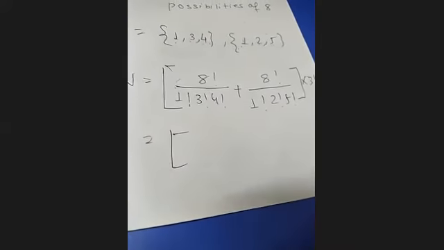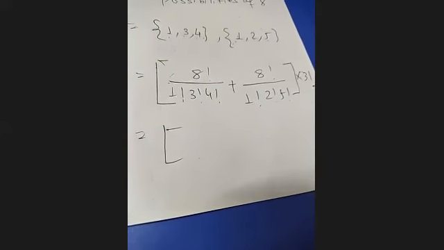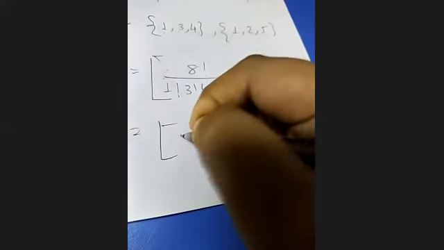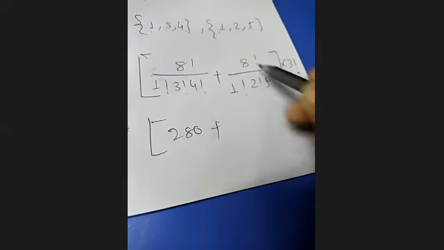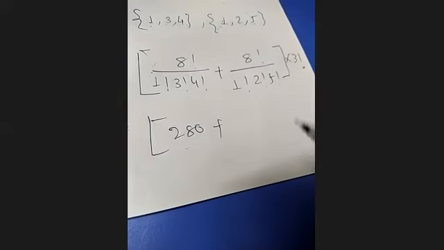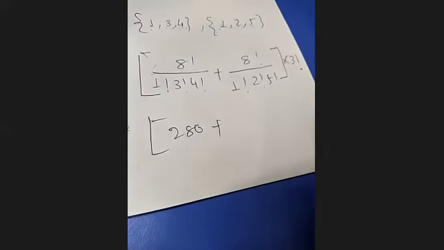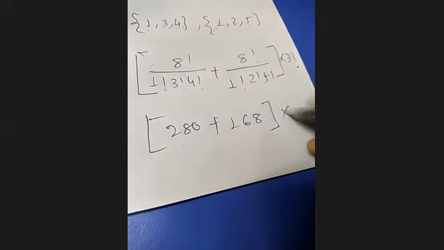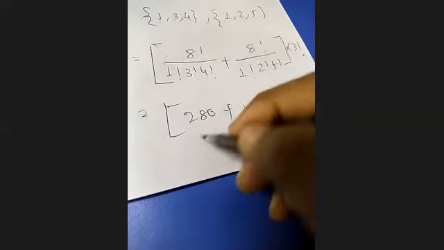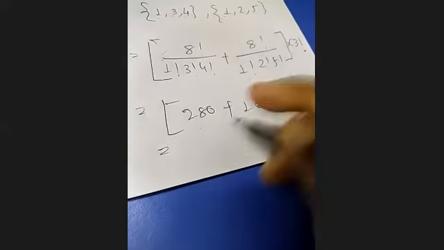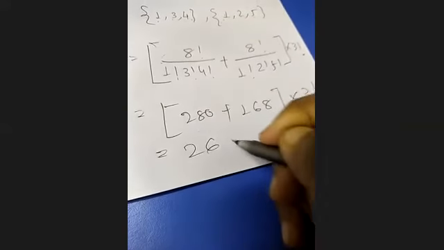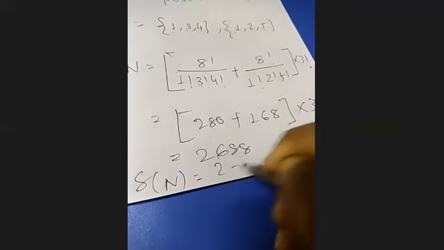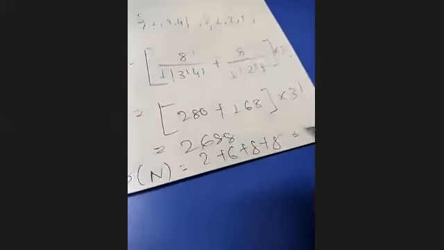8 factorial by 3 factorial, 4 factorial. So I think it is 4 cut and 3 cut, so it will be more or less 280. 280, and 8 factorial by 2 factorial, 5 factorial is nothing but 168. Right. 168 into 3 factorial, and 280 plus 168 into 3 factorial is nothing but 2688. And the digital sum of n is nothing but 2 plus 6 plus 8 plus 8, 24.